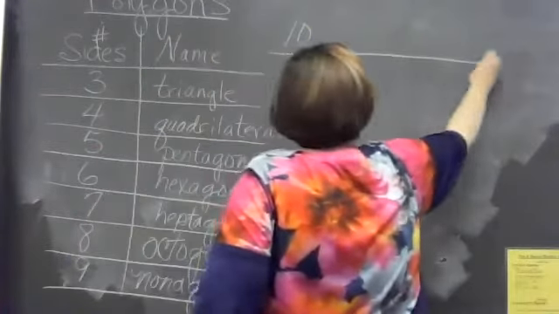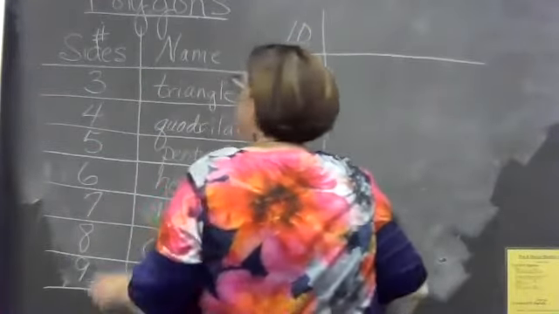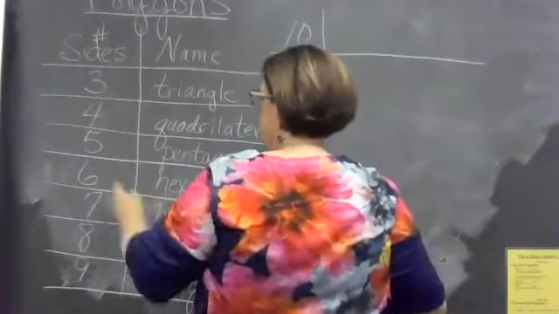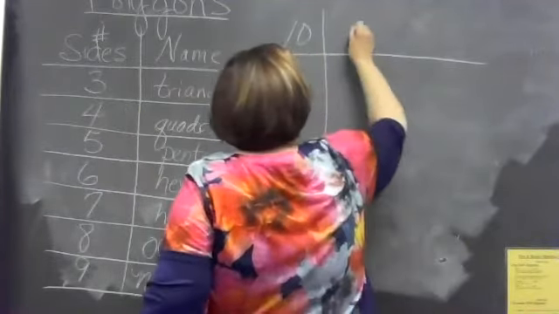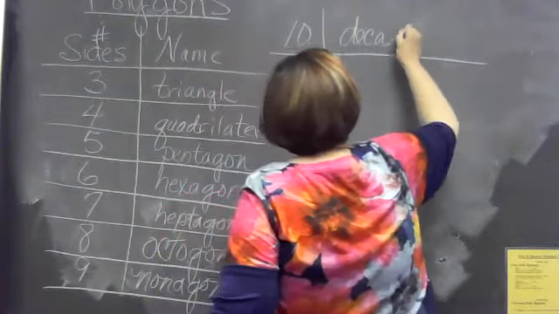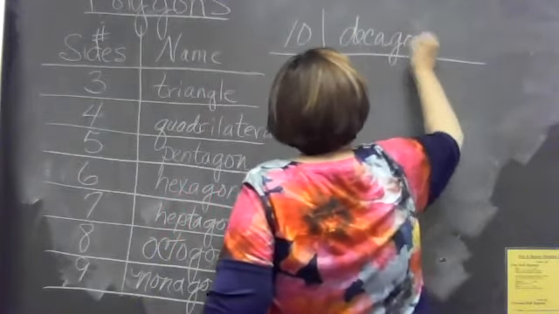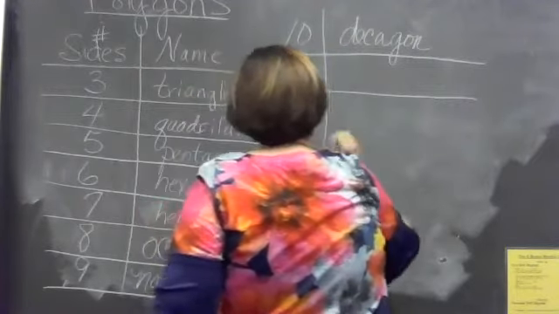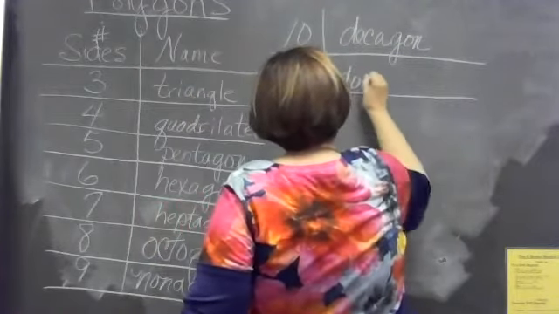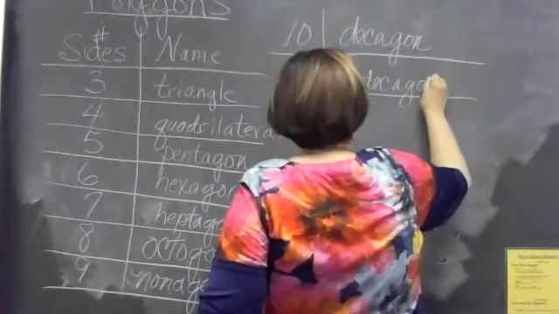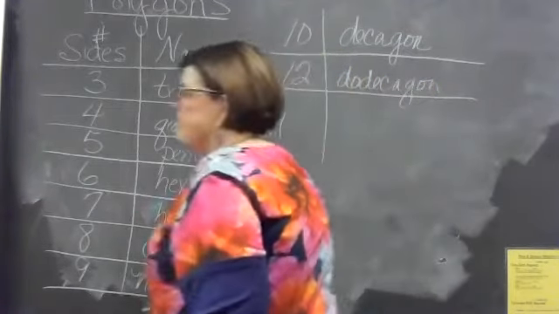Octagon. 10. You'll probably only need these first few up to octagon, and not even, they don't do 7 very often. 10 is a decagon. Deca means 10. And I don't know 11, and we don't use it very much. 12 is a dodecagon, I'm pretty sure. Okay.